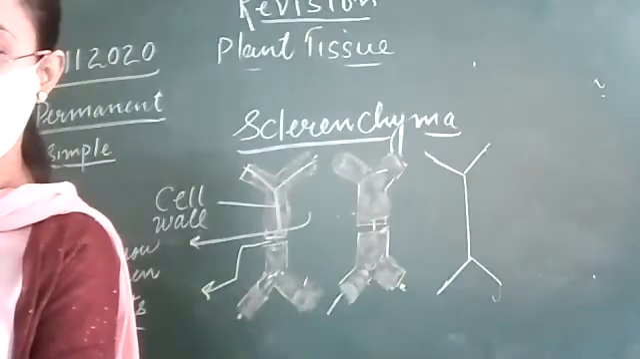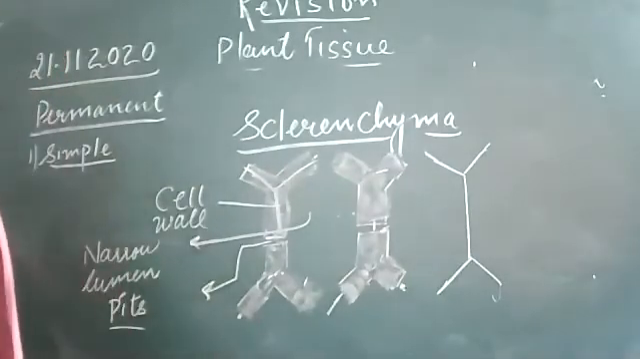Or the veins of the leaves. Now, what is the function of sclerenchyma? It provides strength to the plant parts. Yes, very good. Hard protection of seeds and nuts. Yes, it provides strength.